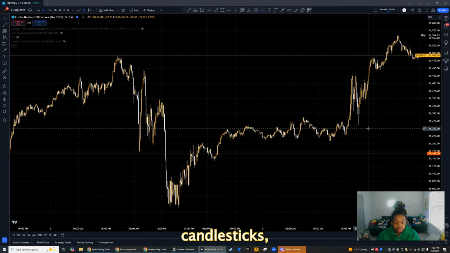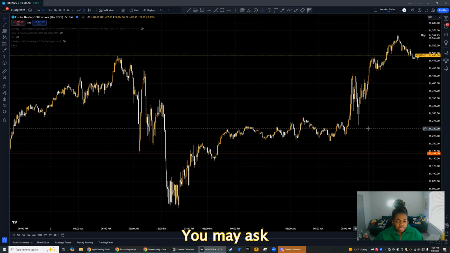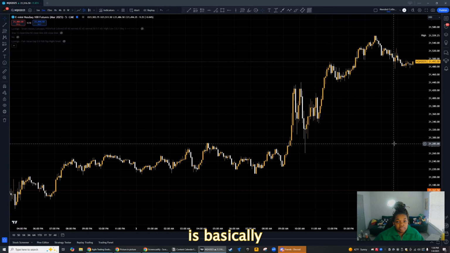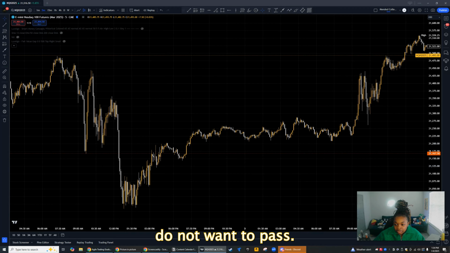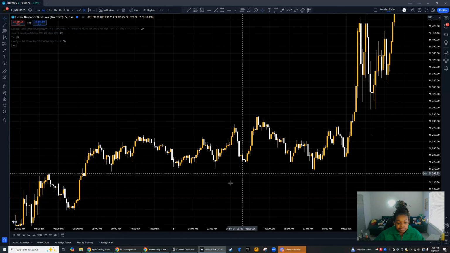Now, once you understand candlesticks, the next step is easy. Now we're going to identify support and resistance lines. You may ask, what is support, what is resistance? Support and resistance is basically the floor and the ceiling of the market. Where candlesticks do not want to pass, we reference that as a support.